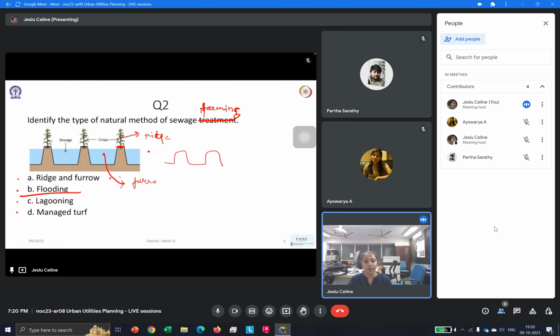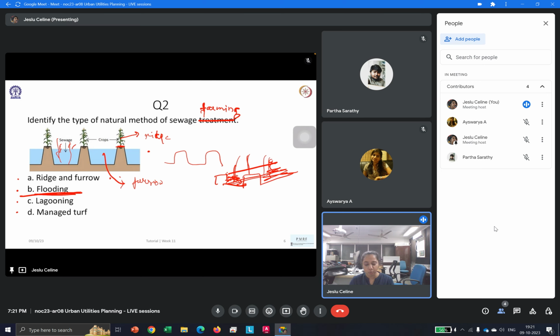In flooding, what happens? Where will we plant? We'll plant at the bottom of the ridge, yes, so you'll plant it in the furrow. If you have the plant over here, then that is flooding. Essentially the structure might look the same. In flooding, you create embankments and allow sewage to flow through them, and then you put your crop inside. It is used for plants which require a lot of water.